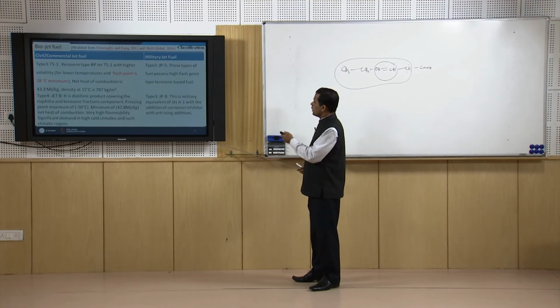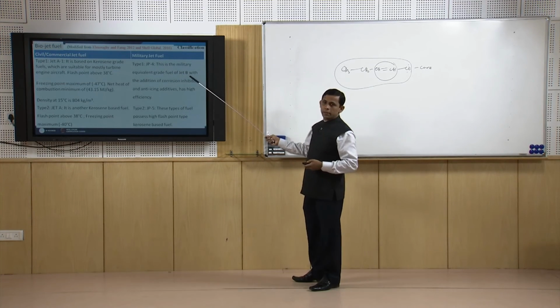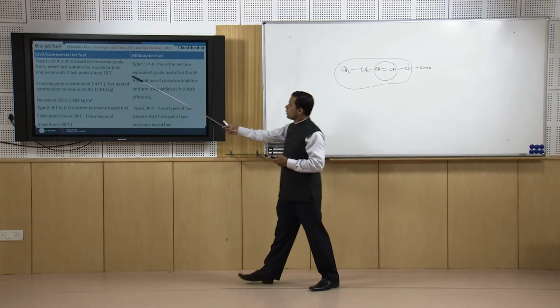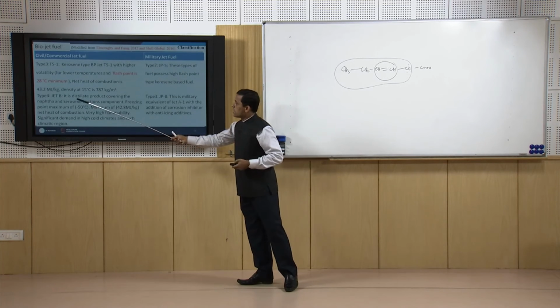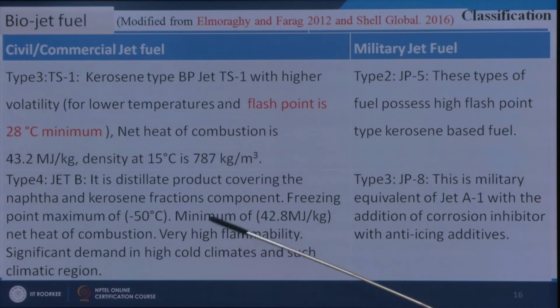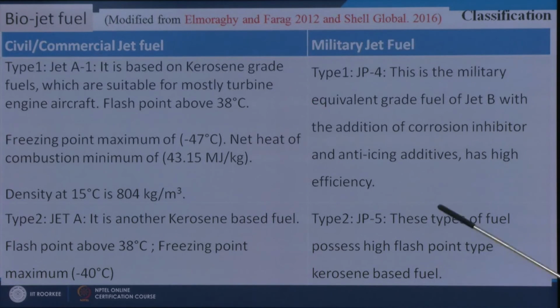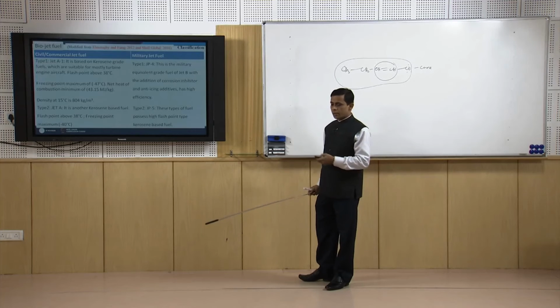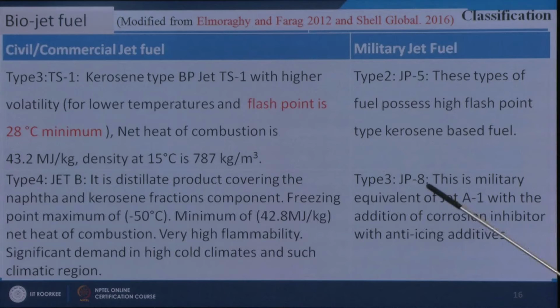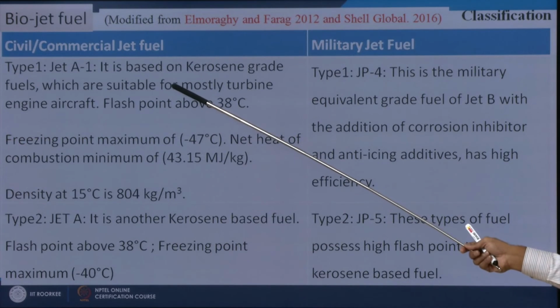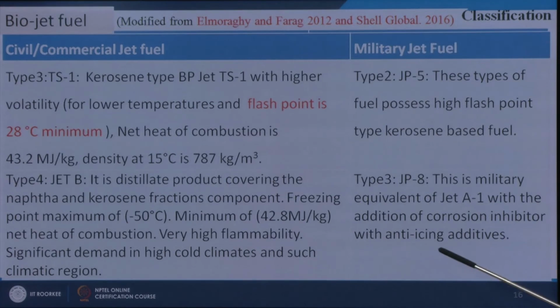So, type 1 is nothing but a jet B for civil or commercial jet fuel, that is minus 50 degree centigrade, with addition of corrosion inhibitor and anti-icing additives. Similarly, type 3 JP8, this is jet A1 type of fuel with some more additives for anti-icing and corrosion inhibition.